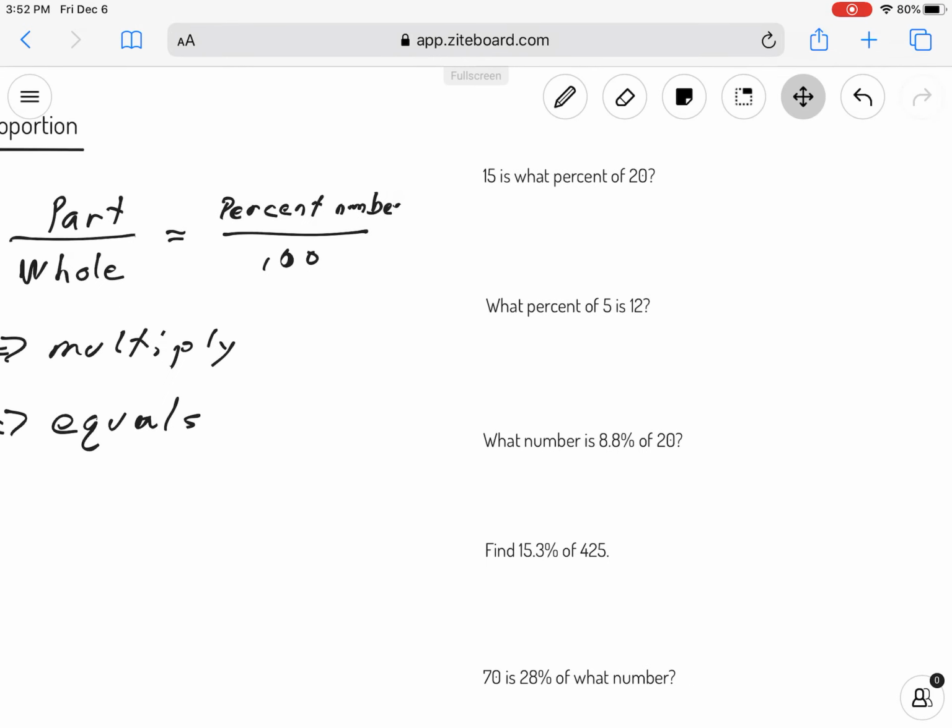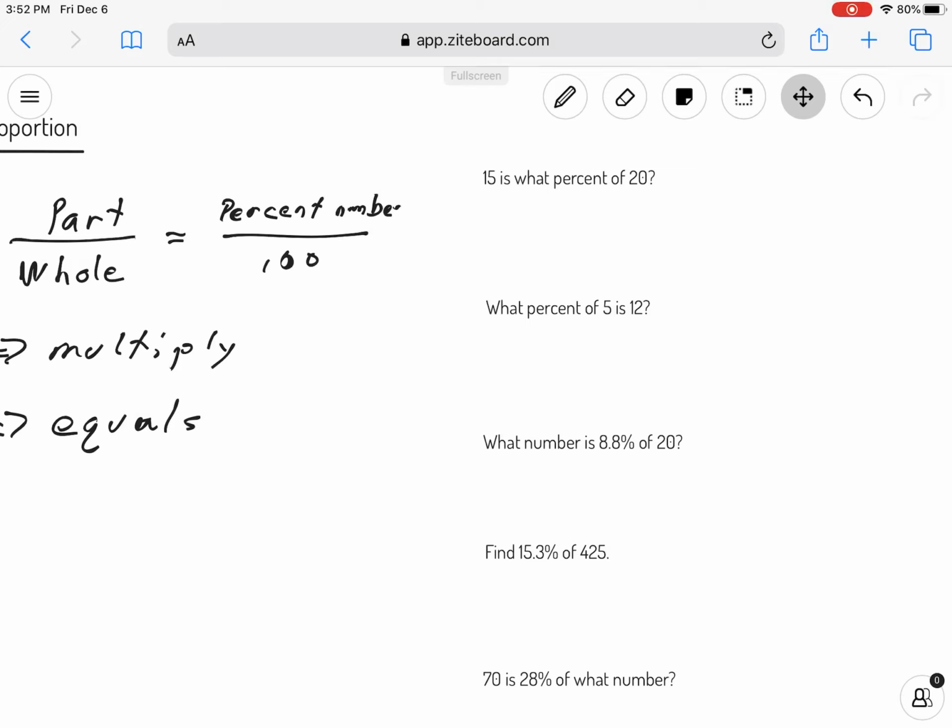So we are told that 15 is what percent of 20? So we're asked to find the percentage, or the percent number. So 15 is my part, my whole is 20. I know it's over 100, and I'm asked to find the percent number.